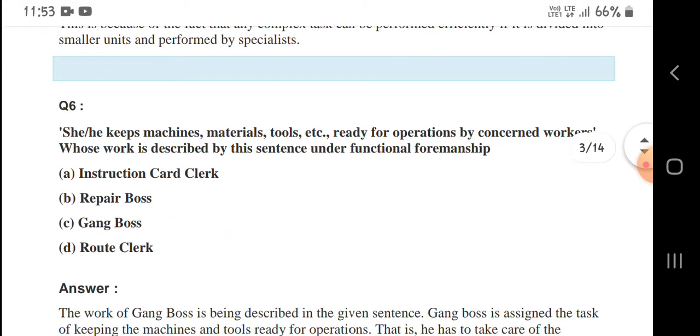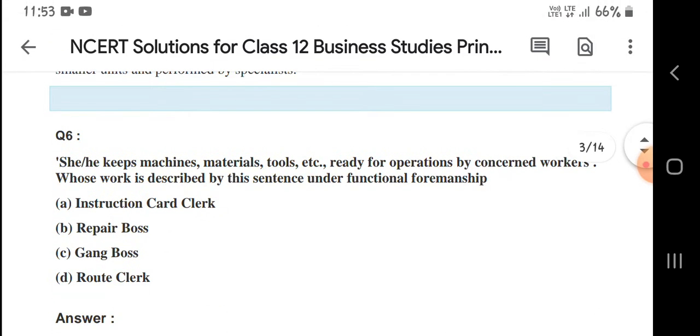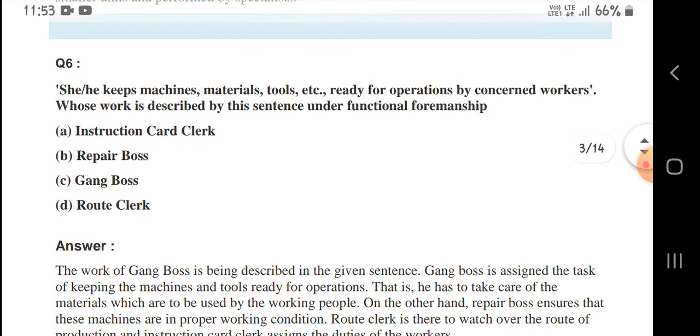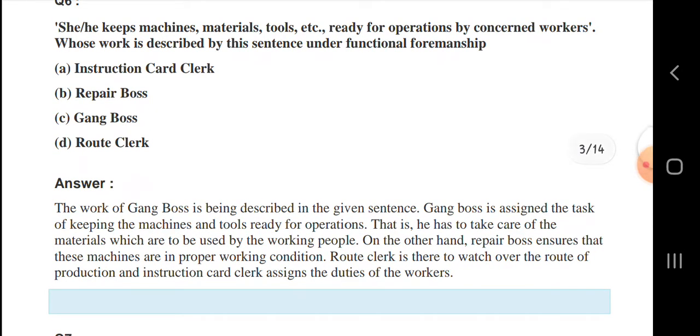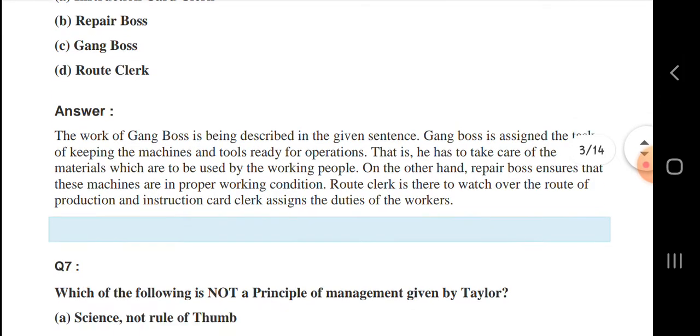Next, he or she keeps machines, materials, tools, etc. ready for operations by concerned workers. Which of these is described by the sentence under functional foremanship? Options: guard clerk, repair boss, gang boss, route clerk. So the work of the gang boss is being described in the given sentence. This work is of the gang boss. The gang boss is assigned the task of keeping the machines and tools ready for an operation or for doing the work.